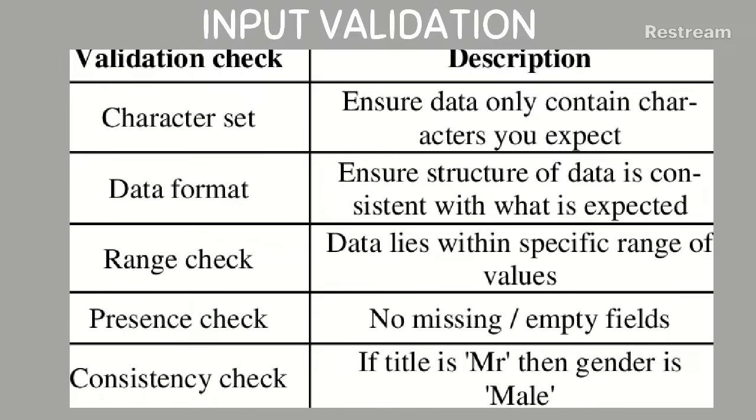Data format, ensuring the structure of the data is consistent with what is expected. Again, with the date of birth, it has to be 2 digits / 2 digits / 2 digits. Range check, data lies within a specified range of values. For example, your age, they aren't going to expect anybody to be above 100 years old, so the range will probably be between 1 to 100. Presence check, to check that you've actually entered values in, and there's no missing or empty fields. And then consistency check. So if the title was Mr., then the gender should be male, etc.